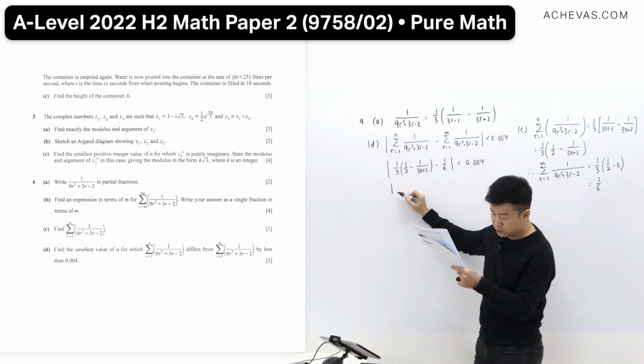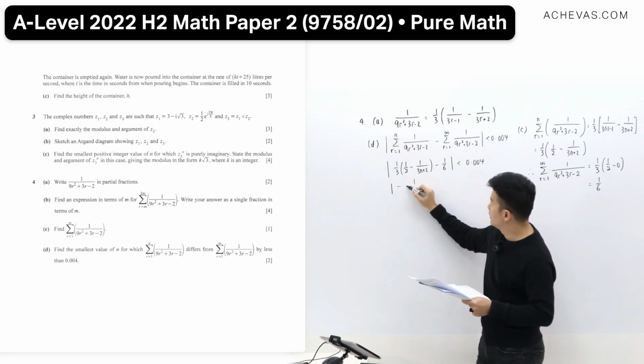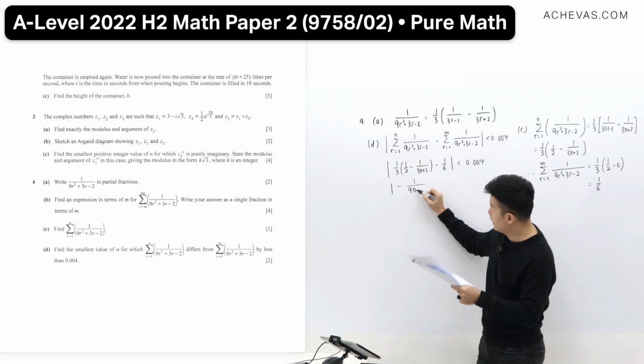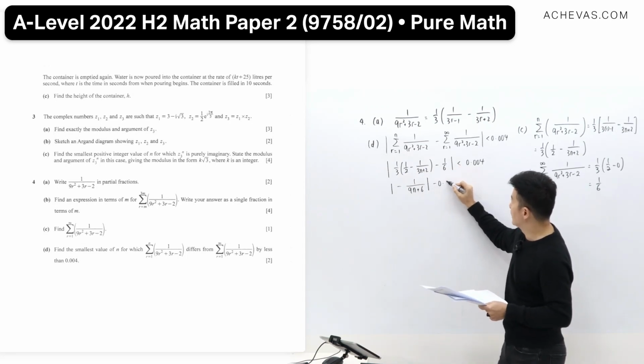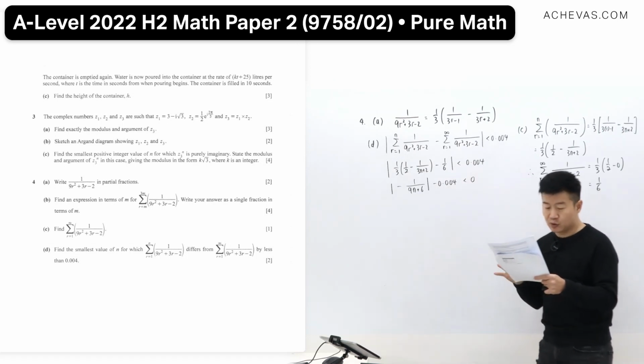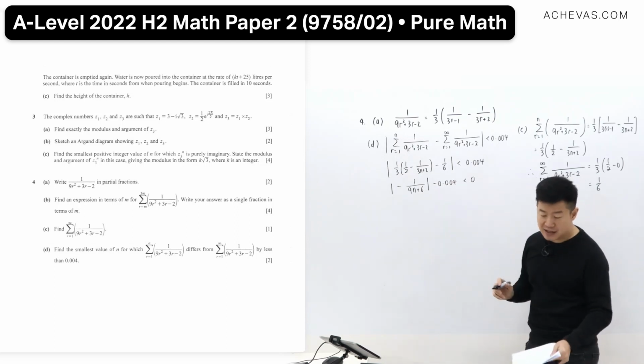Within this modulus, if I simplify this, I'm going to be getting a minus 1 over 9n plus 6. And I think I'm going to move this over to the left-hand side. Negative 0.04 is supposed to be less than 0. So what I'm going to try to do is to find the smallest value of n such that this expression here is less than 0.